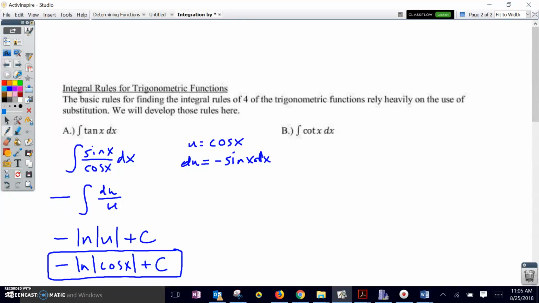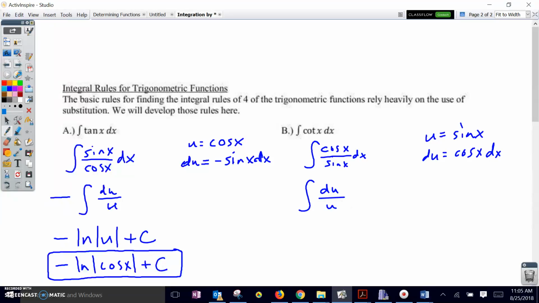We're going to handle cotangent in exactly the same way. We're going to split it into the integral of cosine of x over sine of x. And then u is equal to sine of x, and du is equal to cosine of x dx. And so this turns into just the integral of du over u, and that's going to be the natural log of the absolute value of u plus c. Bringing u back, that's the natural log of the absolute value of the sine of x plus c.